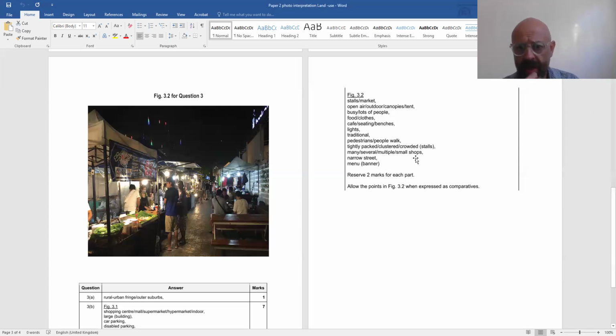And if we look over here, at the correct answers, you've only got to find three or four. Stalls, market, open air, outdoors, canopies, tents, busy, lots of people, food or clothes, seating, benches, lights, traditional. Right, I don't know if it is traditional, but pedestrians, the people here are walking. Cars are not the main source. You don't see a car park. People are walking here. It's a crowded area. It's narrow. There's small shops, narrow streets, okay?